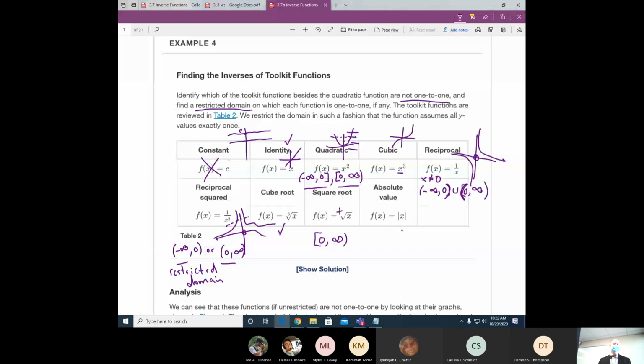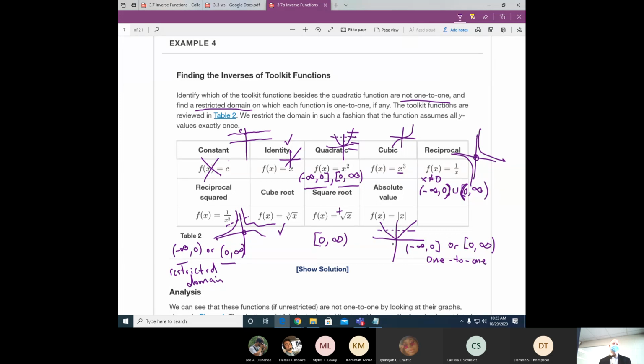Absolute value of x, well, I can take the absolute value of any x. The problem is negative numbers become positive and positive numbers stay positive, so it fails the horizontal line test. I have to restrict to one or the other: all negative numbers up to 0, and I can include 0, or 0 all the way up to positive infinity, to make it one-to-one. If I want one-to-one, I have to restrict it to one of those domains.